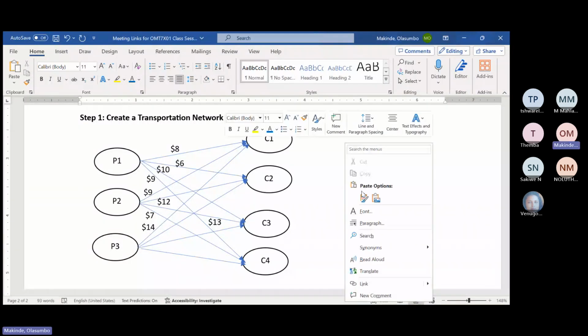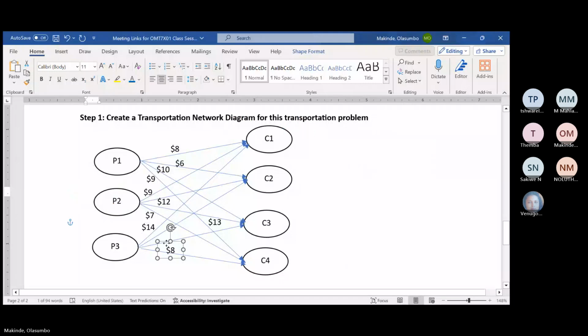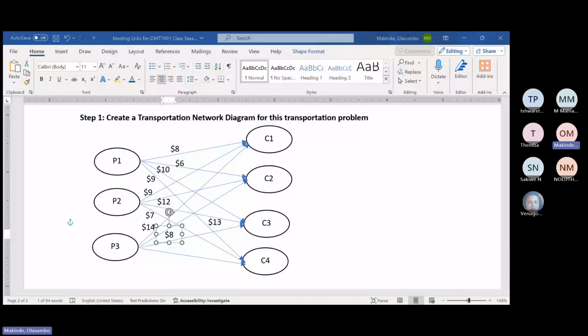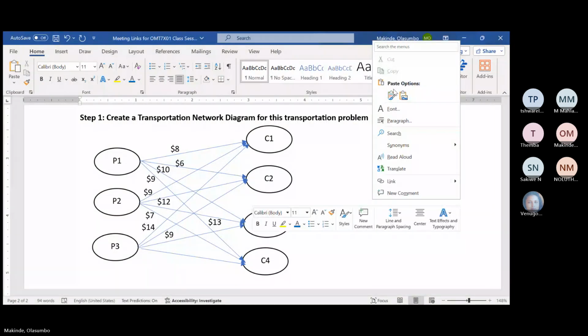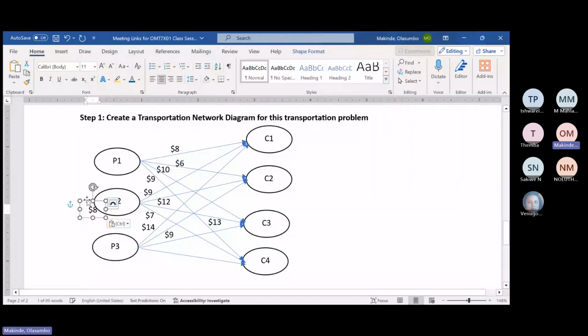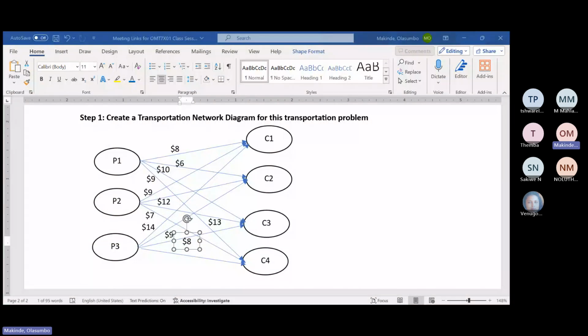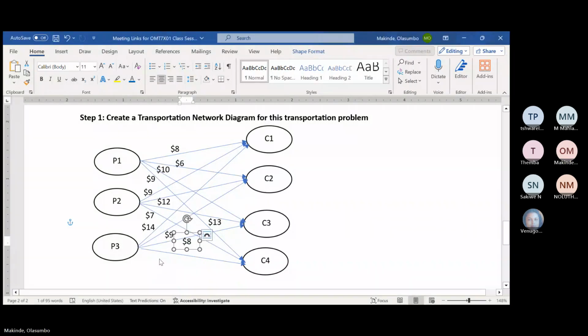Plant 3 to city 2, you can place it somewhere here. Plant 3 to city 2 is $9. Plant 3 to city 3, I'll place it somewhere here, then I can see it. Plant 3 to city 3 is $16. So I'll just make this 16.